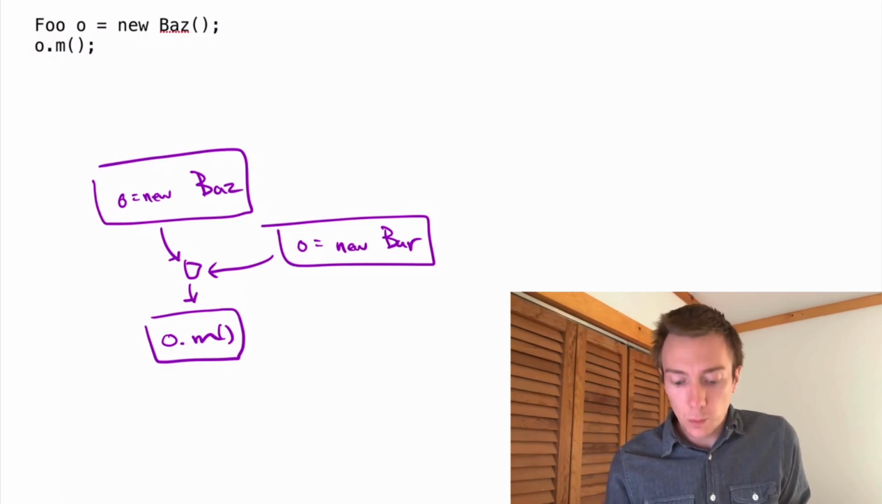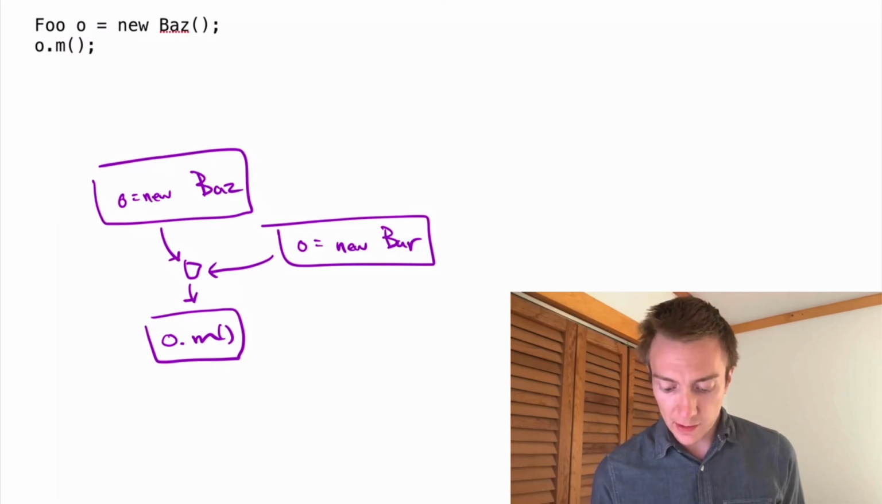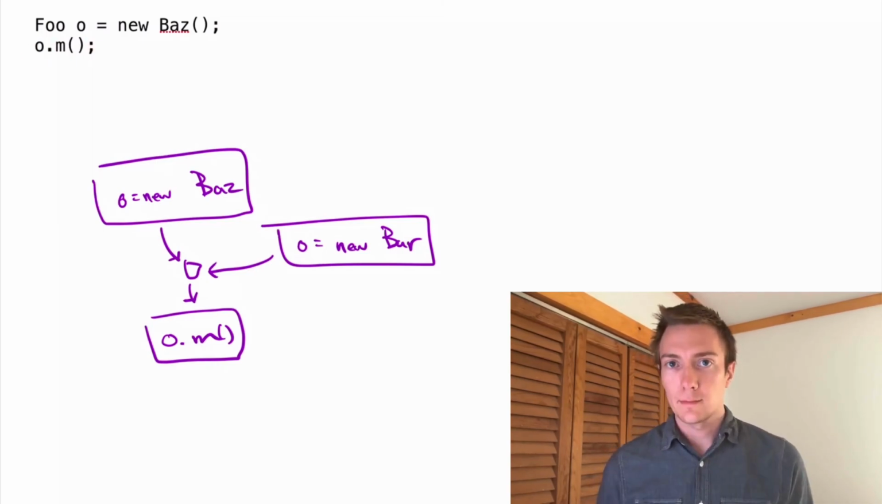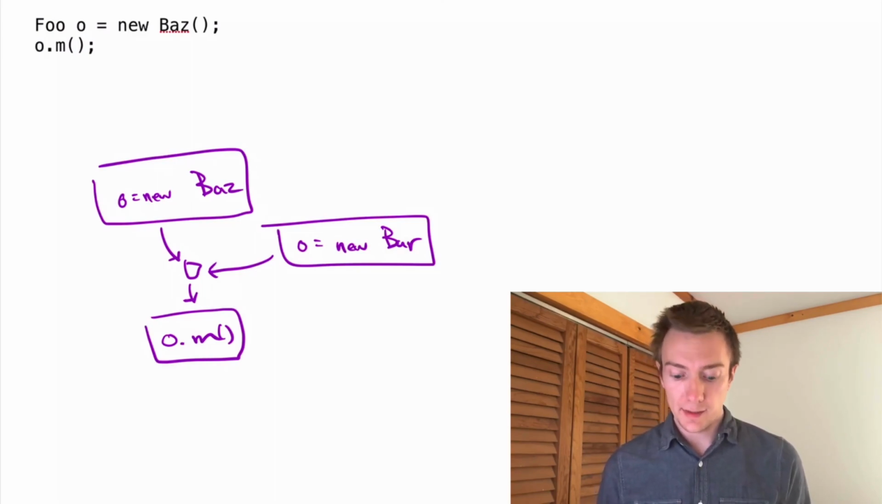That is, there is only one possible class that O can have. It's definitely Baz, so we definitely know which method M this thing is calling. So that's a really simple opportunity for devirtualization. You don't need to know much to know that this thing that is technically a virtual function call can be turned into a direct function call.